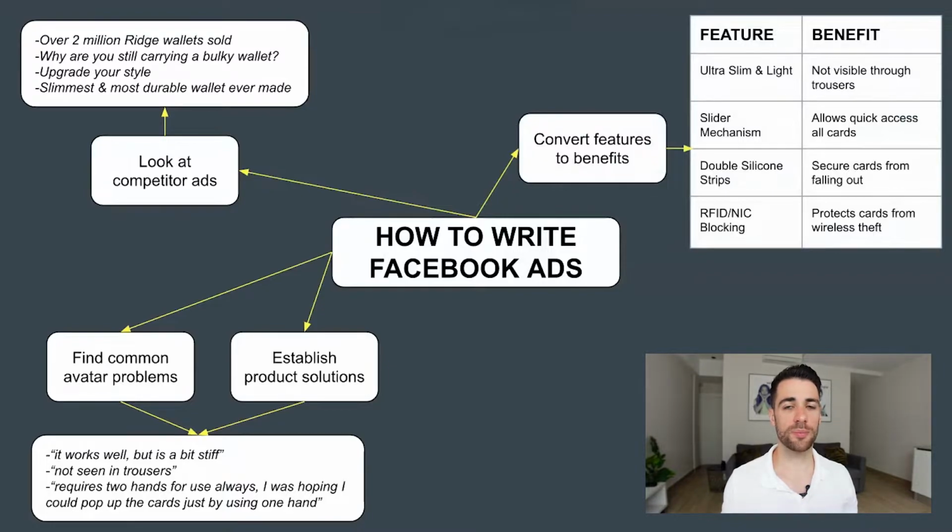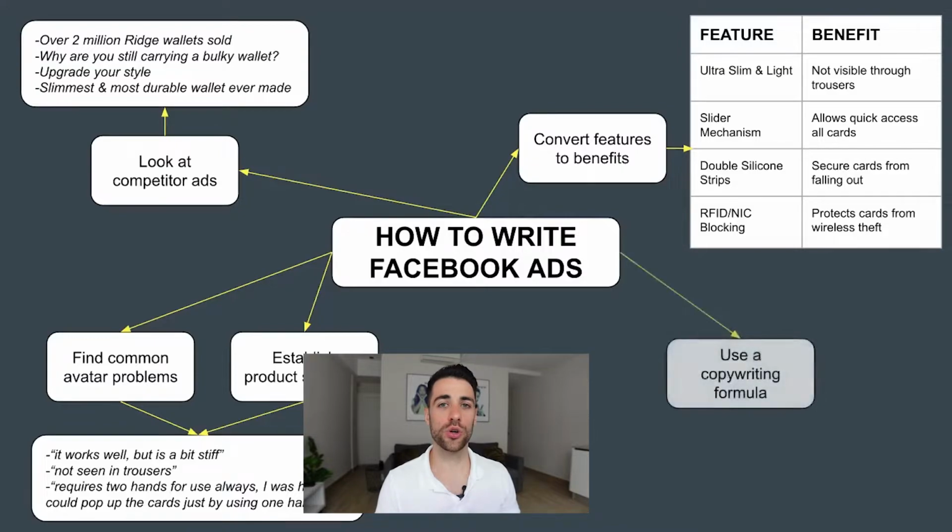Double silicone strip. You can see the cards don't fall out, so it secures the cards from falling out. There's a benefit. And then RFID blocking protects cards from wireless theft. So I don't actually know if that's a big thing. I think the chances of it happening are tiny, but it's something these companies use as a selling point. So we'll do the same for this example. And then we can use our copywriting formula as the last thing.